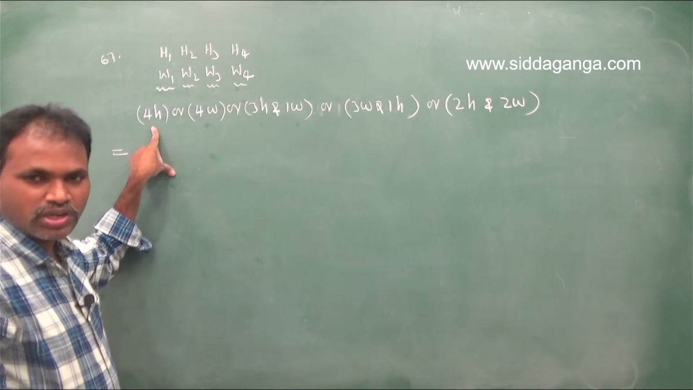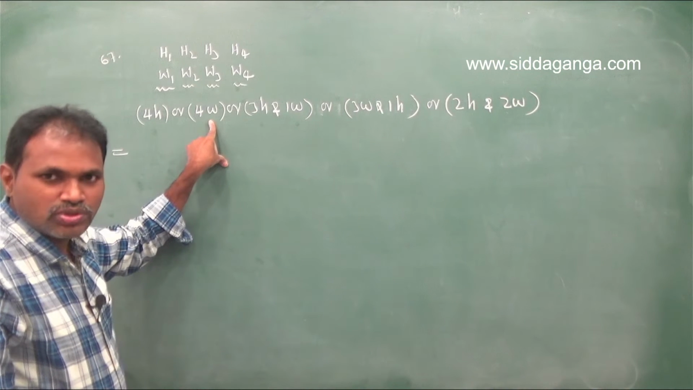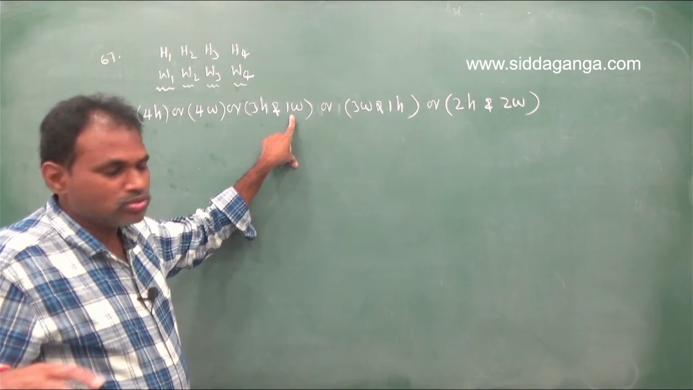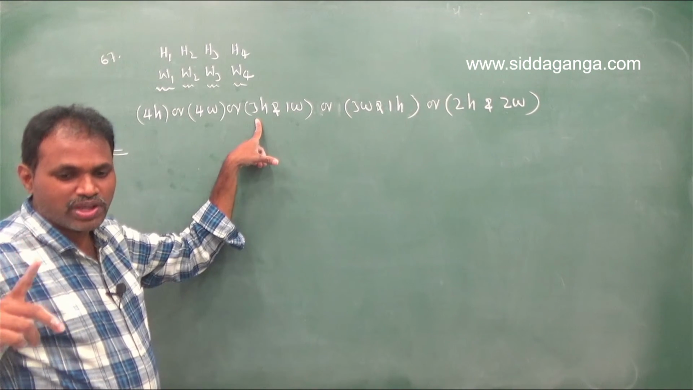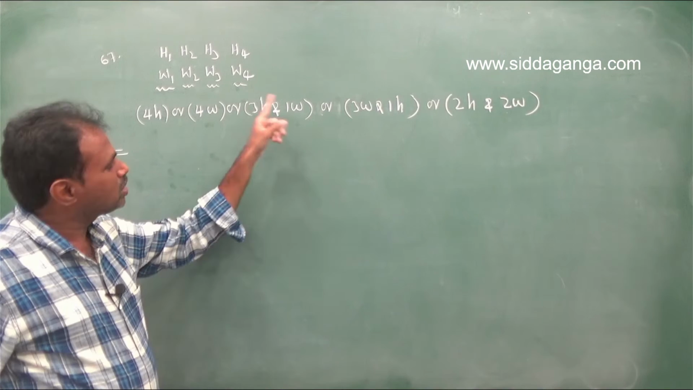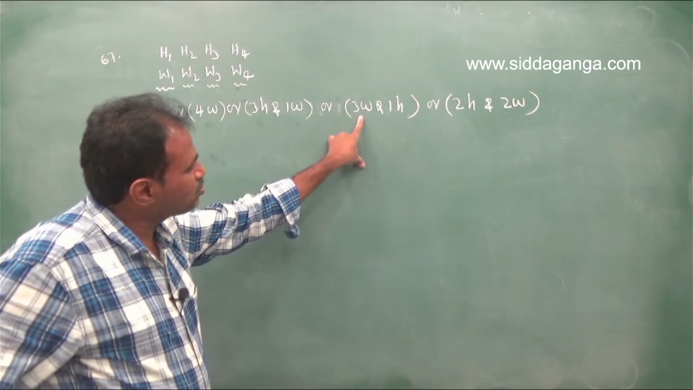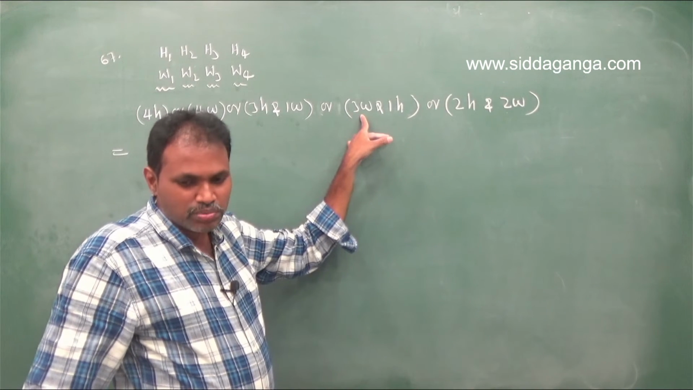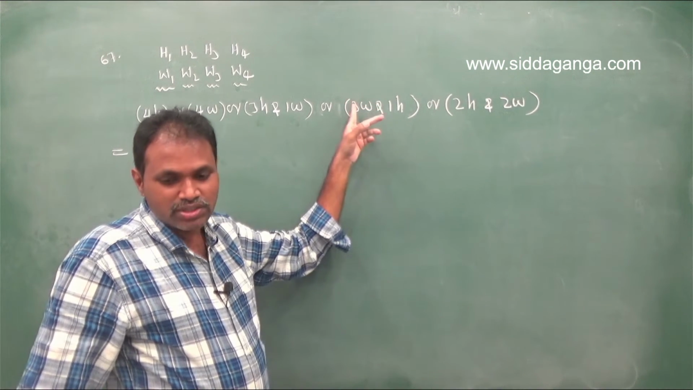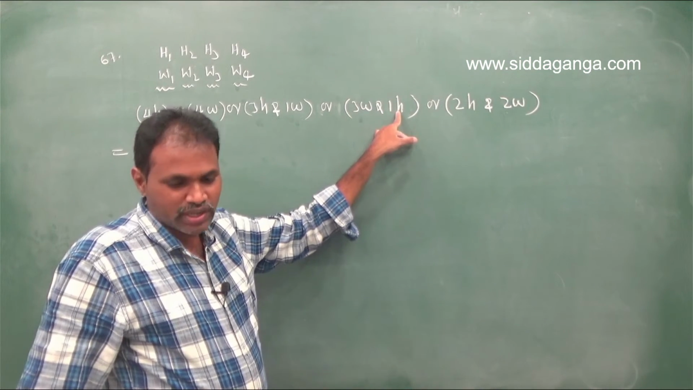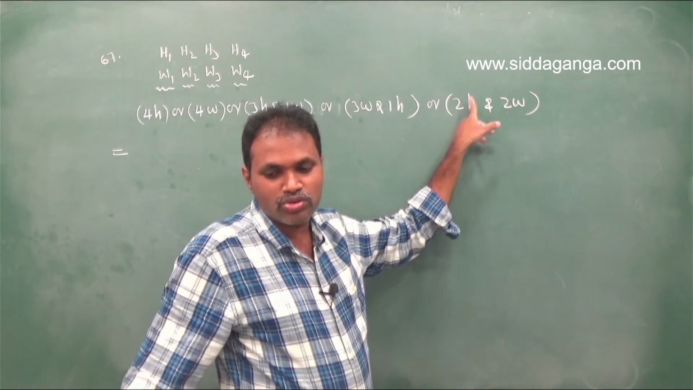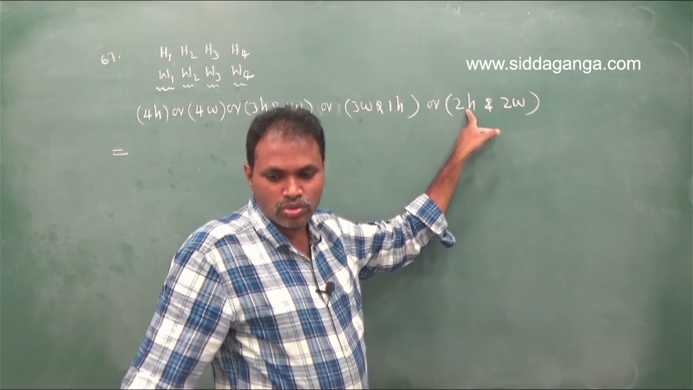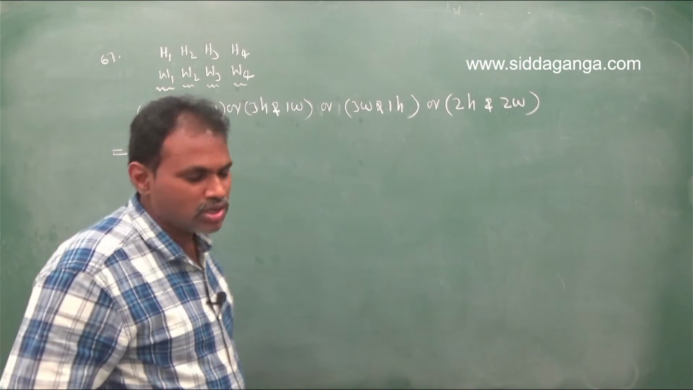Therefore, you can take four husbands for the committee, or four wives, or three wives and one husband. You should not take the wives of those three husbands; the remaining wife you have to take. With three wives taken, those wives' husbands should not be taken, the other husband you have to take. And two husbands and the remaining two wives, these two wives should not belong to these two husbands. Like this you can select.